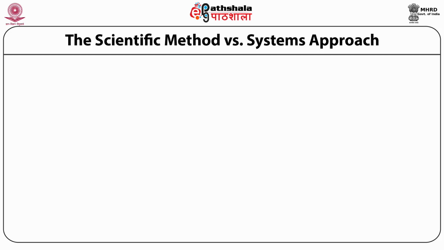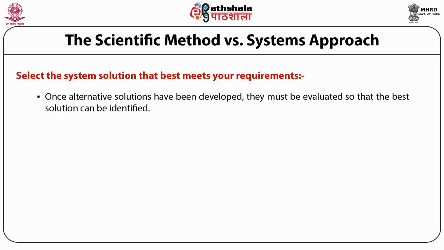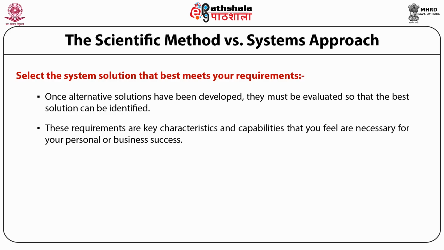The next step is to select the system solution that best meets your requirements. Once alternative solutions have been developed, they must be evaluated so that the best solution can be identified. The role of evaluation is to determine how well each alternative solution meets your business and personal requirements. These requirements are key characteristics and capabilities that you feel are necessary for your personal or business success.